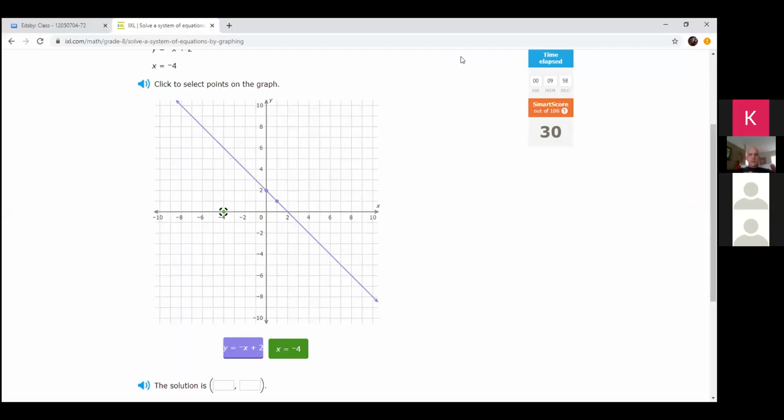So that x equals -4 is going to be a vertical line from there. So right here, any point along there will work. Yep. Okay, thank you.